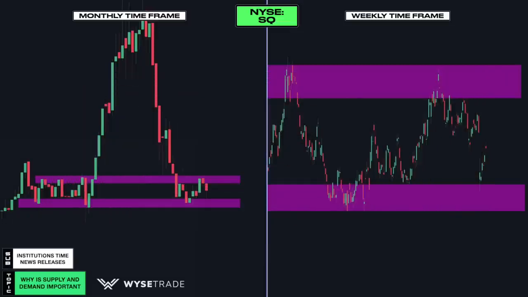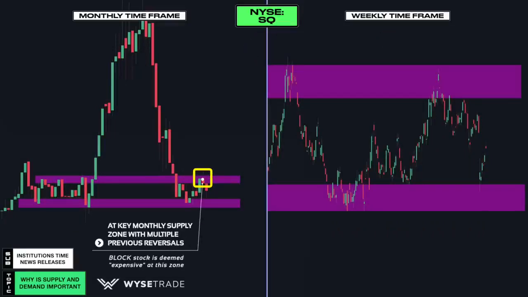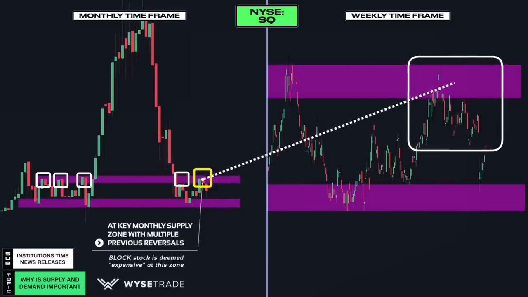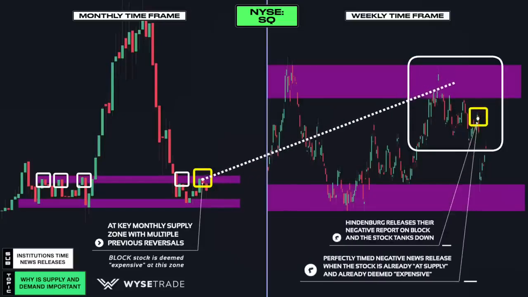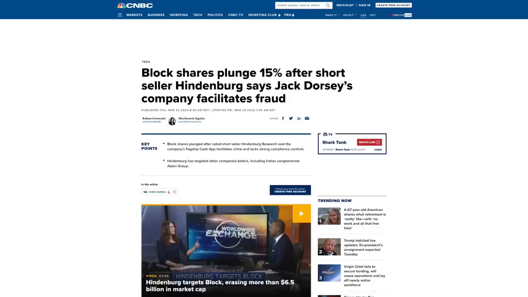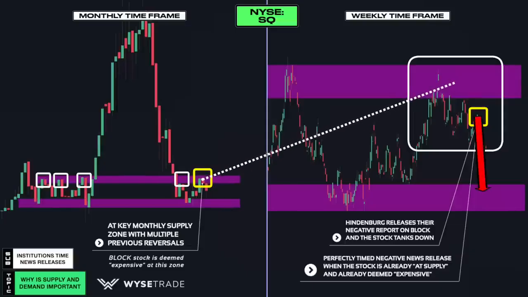On the left is the Block stock monthly time frame, and on the right is the Block stock weekly time frame. The Block stock is at a very key monthly supply zone, meaning price is deemed expensive by the market. This area here, where price is at, is this same area here on the weekly time frame. So then what happens next? Hindenburg goes on to release their negative damning report about the shady dealings of Block, and the stock tanks downwards, netting short sellers an easy profit.